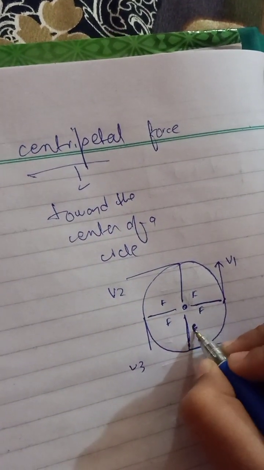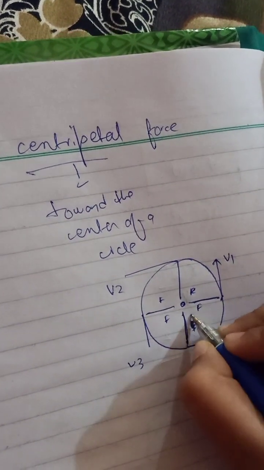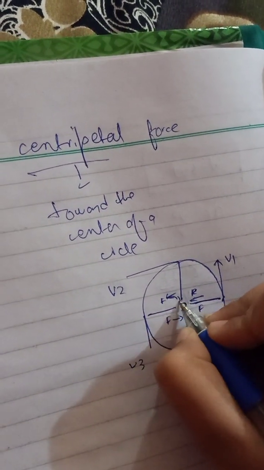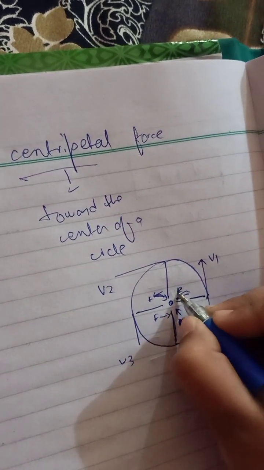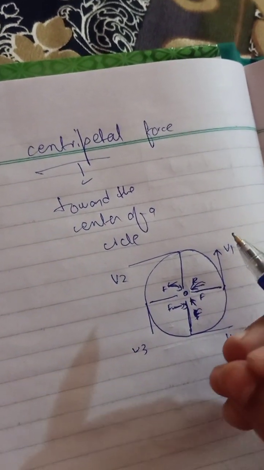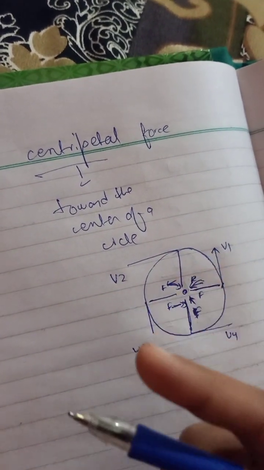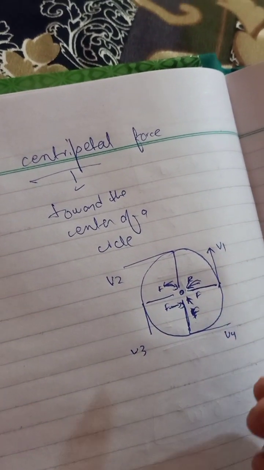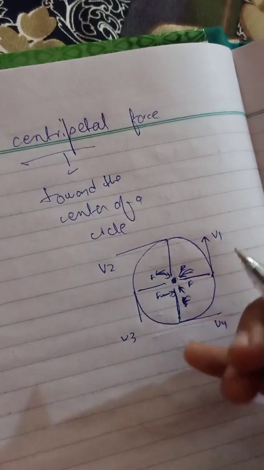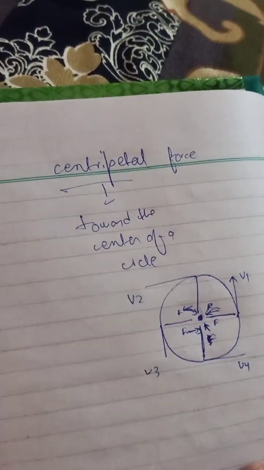So the centripetal force is basically what? The centripetal force is toward the center. The force that keeps an object moving along a circular path is called centripetal force. So the direction of a body's centripetal force is toward the center. The force acting toward the center of any object is called a centripetal force.